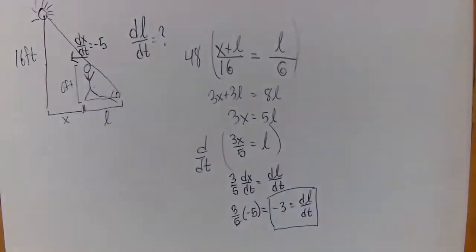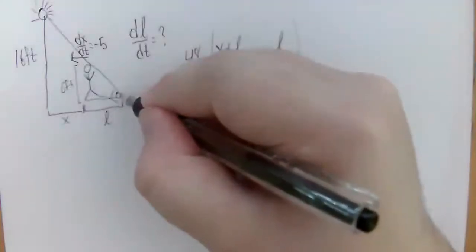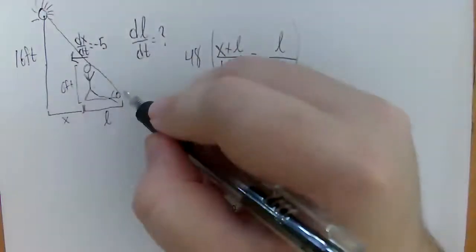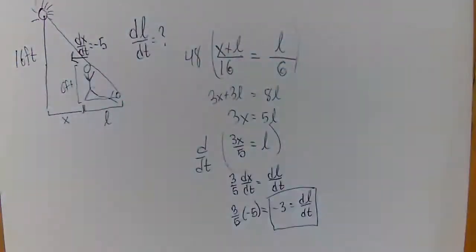So this is the example that I intended to give for that previous video. If you want to watch an example where we talk about how fast the distance from here to here, or the tip of the shadow to the lamppost, is changing, check out Dr. Knudsen's.